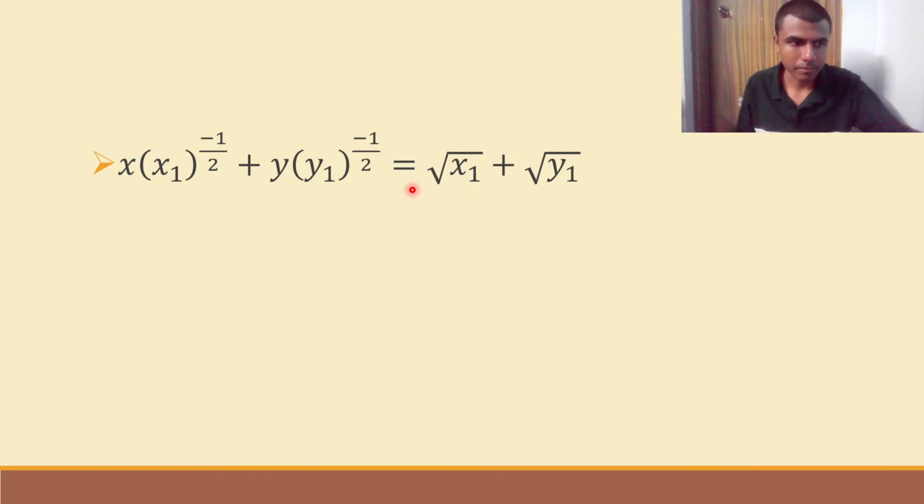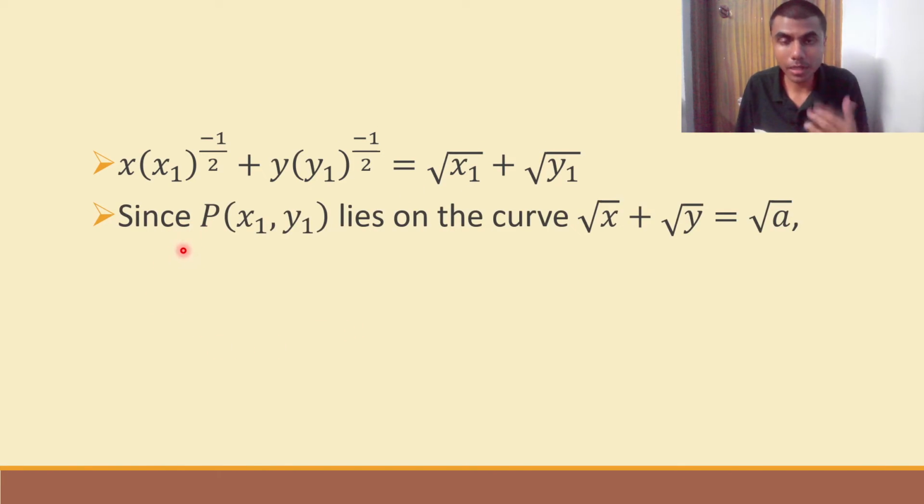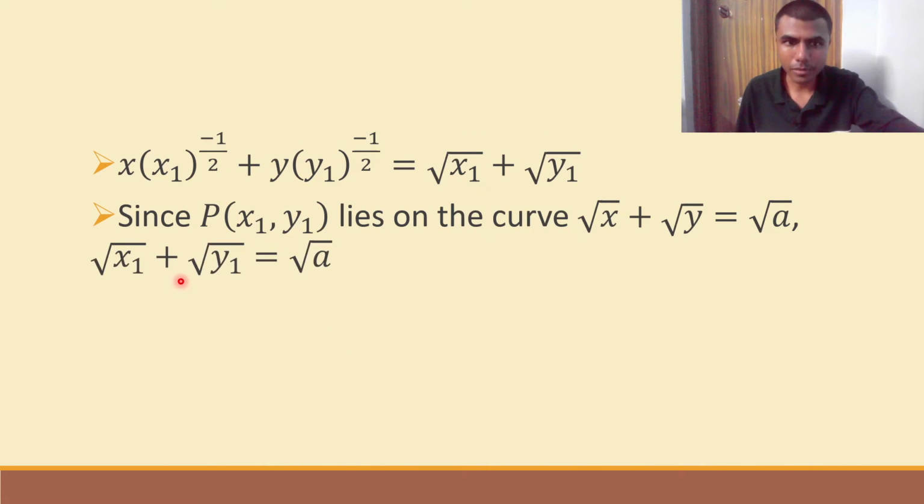Now, what does that mean? Our curve is root x plus root y equal to root a. This point P lies on the curve root x plus root y equal to root a. What this means is, if in place of x and y we put x1 and y1, the equation will be satisfied. So in place of x and y, put x1 and y1, and I would get root x1 plus root y1 is nothing but root a.